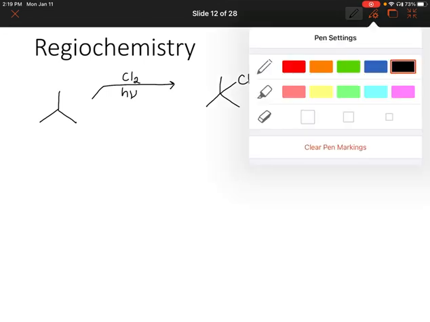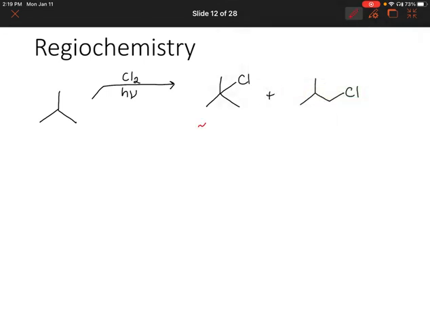Now, we usually end up with about 72% of the more stable radical. So we add chlorine to the tertiary carbon, and then we end up with about 28% of the primary radical. So chlorine will add to the end of the molecule. Okay, so what would happen if we used bromine? Would we see the same thing?